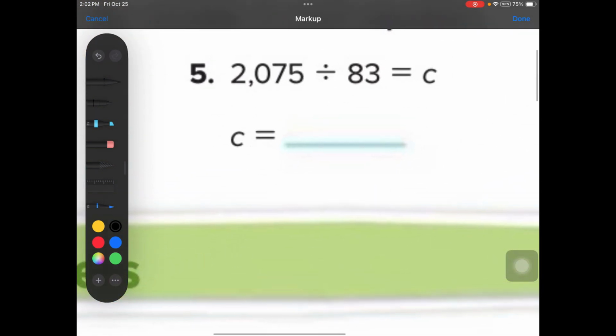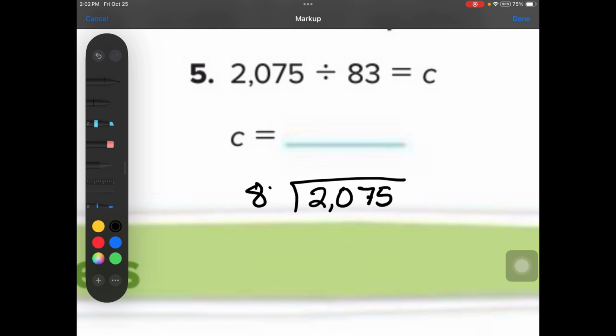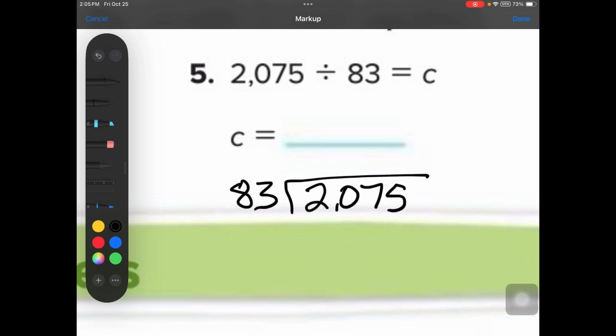Number 5. We have 2,075 divided by 83. Let's begin. 83 cannot go into 2. 83 cannot go into 20. So we're going to have to put 83 into 207. I know 83 is really close to 100, and I know that 207 is really close to 200. So I can guess that I might have the answer of 2. So let's do a guess and check. 83 times 2. I'm going to do a 2 right here.